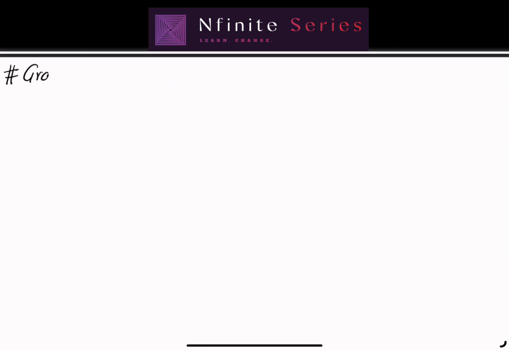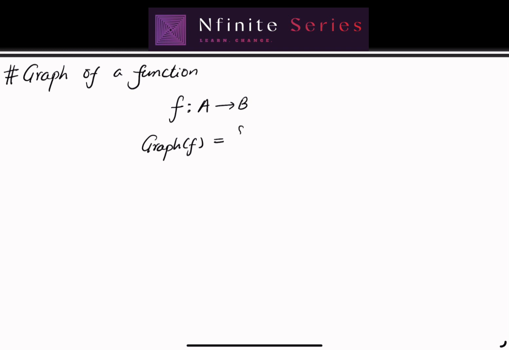Alright, moving on. The last topic of this chapter, the graph of a function. Now suppose we have a function f from A to B. Its graph is defined as the following set. The graph of f is all those pairs (a, f(a)), where a is taken from the domain, is an element of A. That's the definition of the graph of a function.